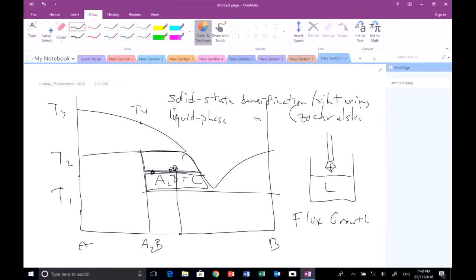Okay, so these four terms, liquid phase and solid state densification, and Czochralski growth and flux growth. These are principles you need to understand because these are processing. And you can use this knowledge to make a better material, which is what my professional goal has always been. I want to make a better ceramic.